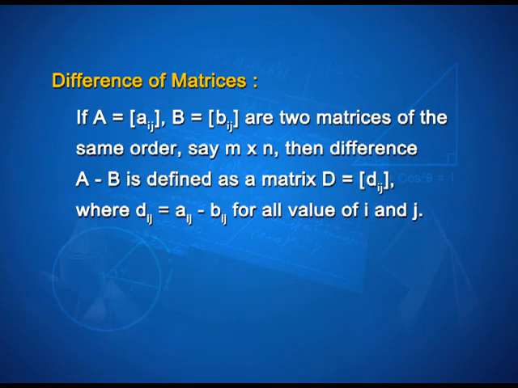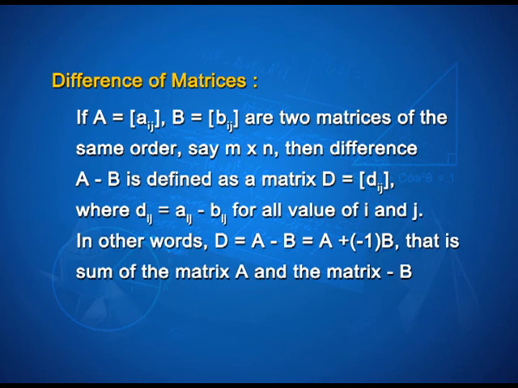Now, to understand the meaning of difference of matrices, if A and B are two matrices of the same order, say m by n, then the difference A minus B is defined as a matrix D, where D is obtained by subtracting B from A, that is d_ij is equal to a_ij minus b_ij for all the values of i and j. In other words, D is equal to A minus B, that is equal to A plus minus 1 into B, that is the sum of the matrix A and the matrix minus B.